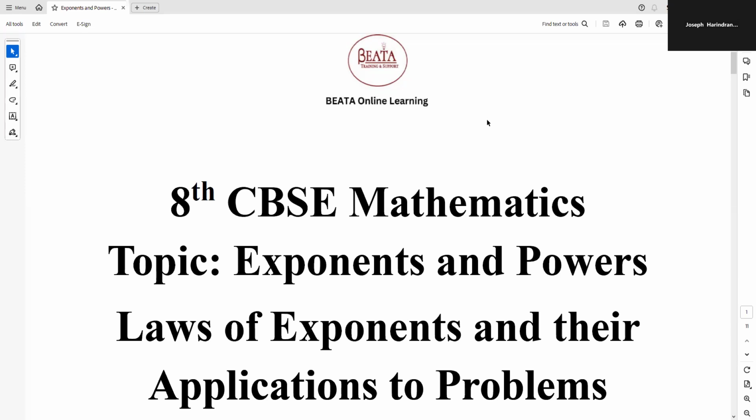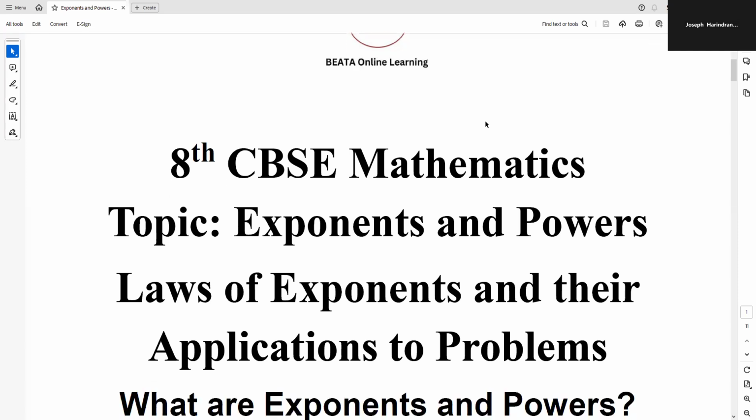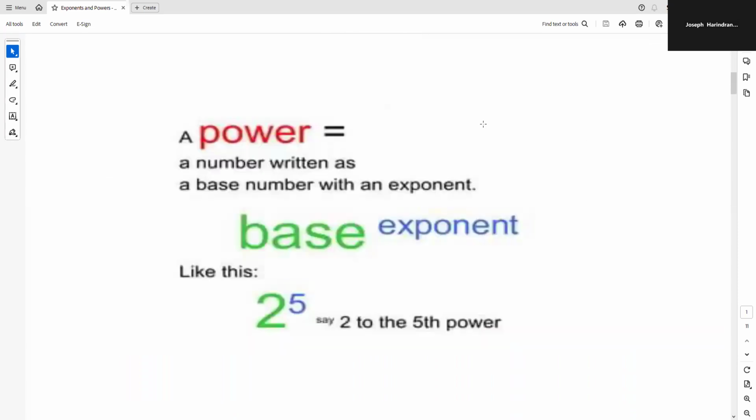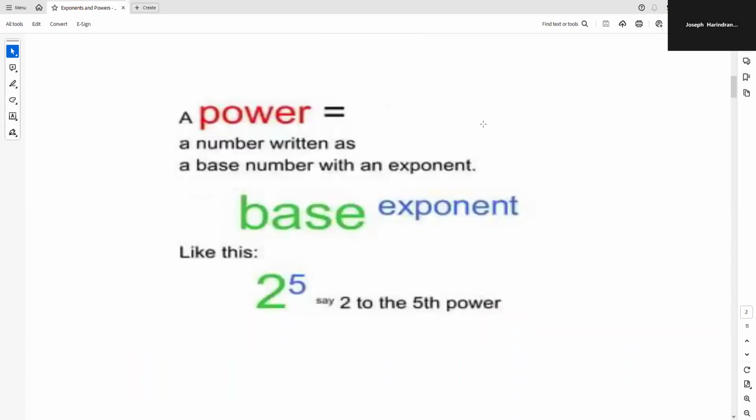Welcome to this session on the topic Exponents and Powers for the 8th Standard CBSE Mathematics. In this session, we are going to see the laws of exponents and their applications to problems. First of all, what are exponents and powers? Let us see the importance and what it is.